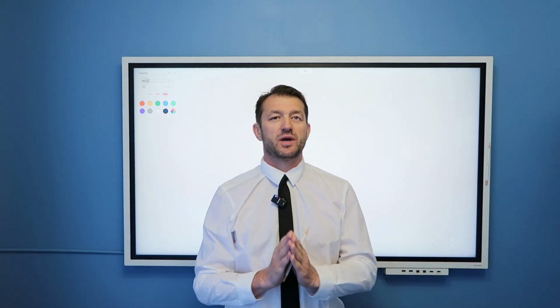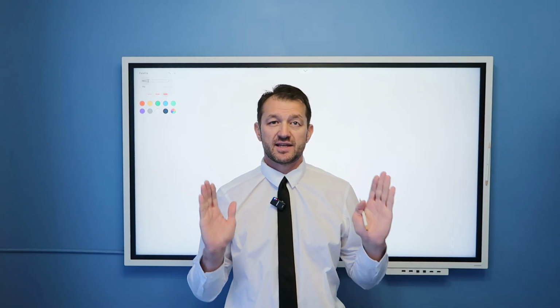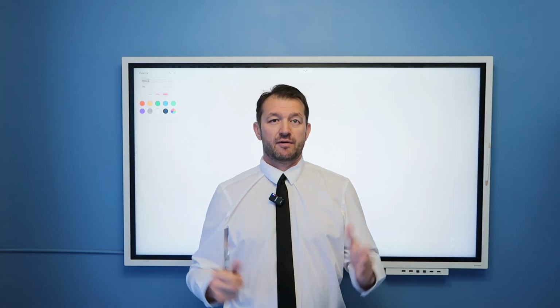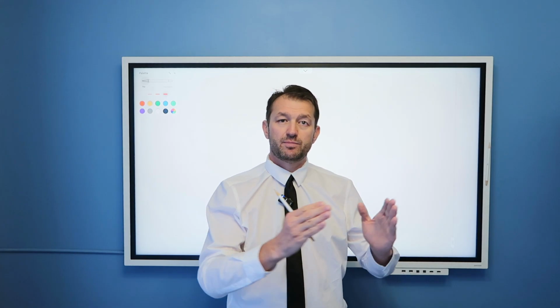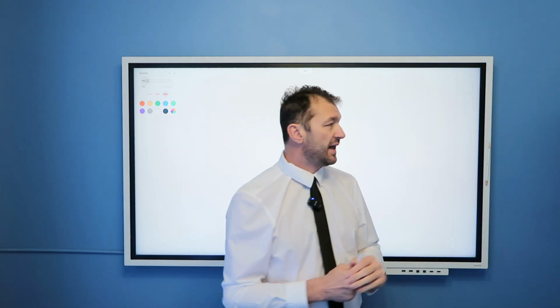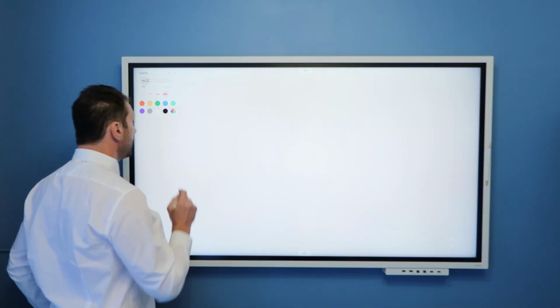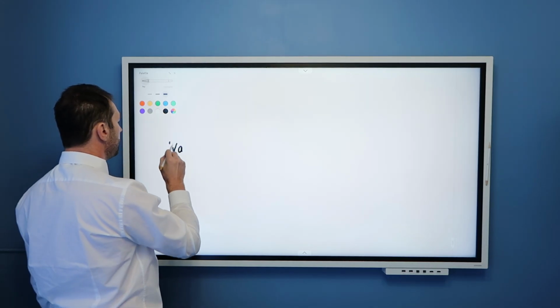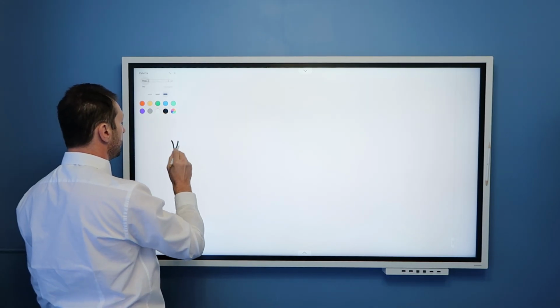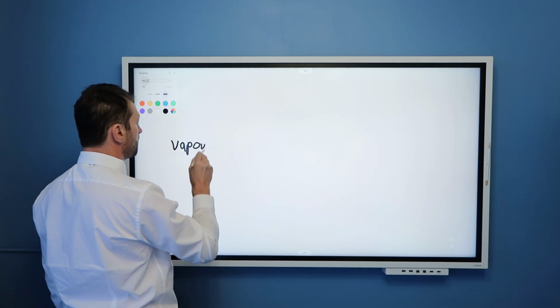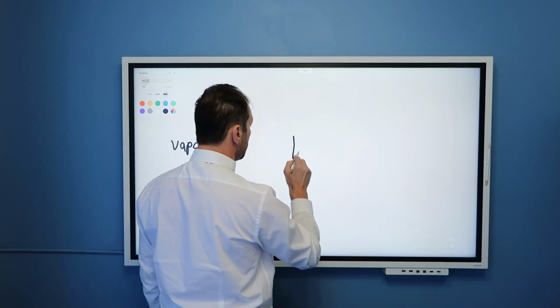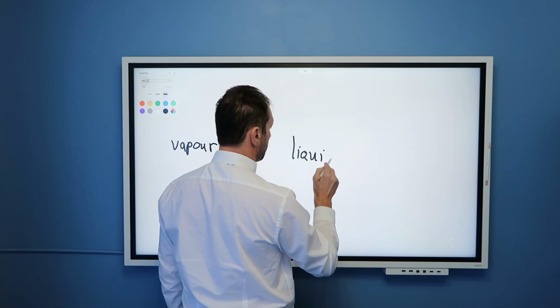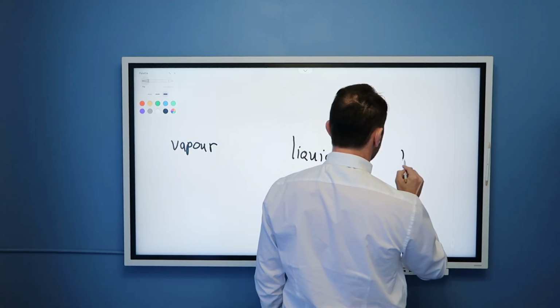In today's video, we are discussing a simple topic, and that's phase changes of water. Water can be in the phase of vapor, liquid, and ice. And these three phases are related in the following way. If I have here vapor, here I put liquid, and over here I put ice.